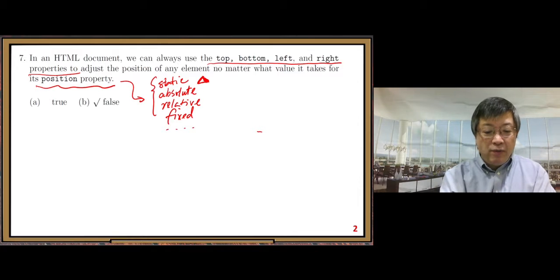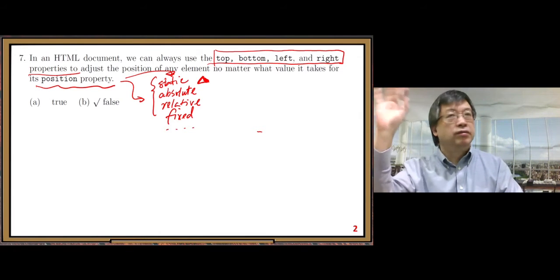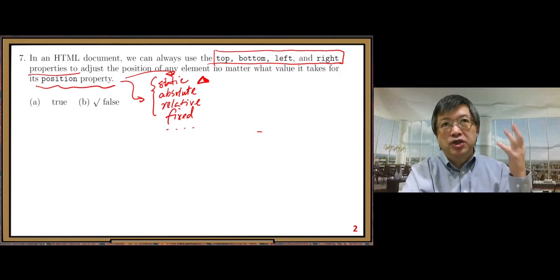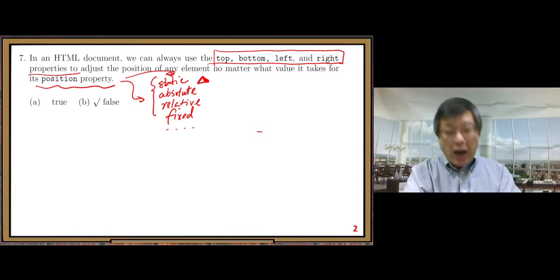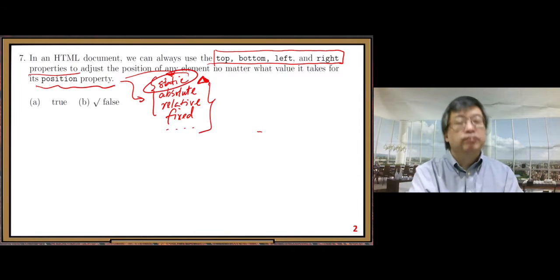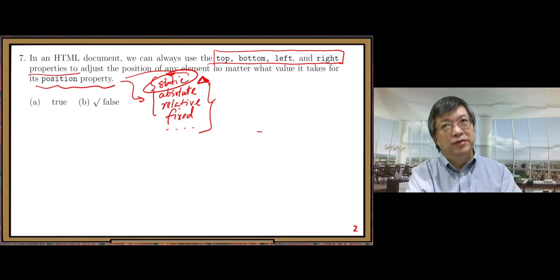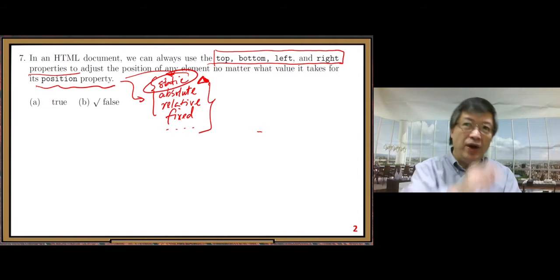If your position property is set to static, then no matter what values you use for those top, bottom, left, right properties, there is no change. You cannot change the element position. That's the problem. Excluding static, for the other values, you can change it. So if you do not notice this little point, when you write your programs, sometimes you may get a problem.